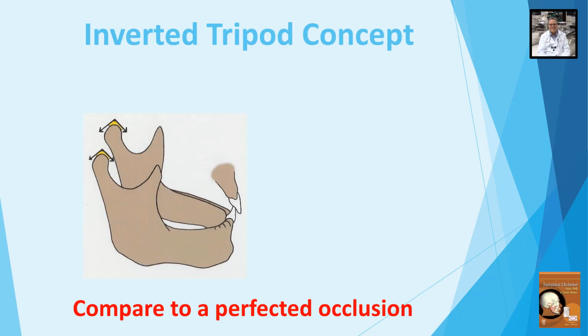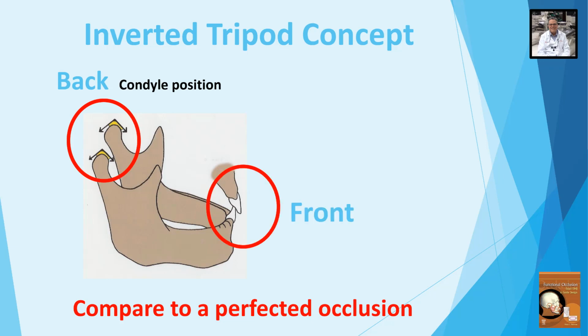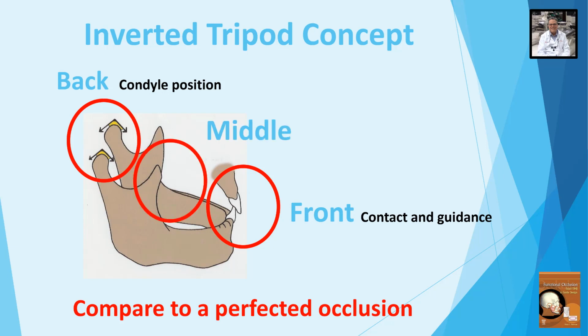Now, when you're doing that examination, a simpler way to think conceptually about what you're trying to understand is that you would like to best compare your findings to a perfected occlusion. So when you're looking at the TMJs and the condyle, you want to see the position and the seating. When you go to the front and evaluate the teeth, you need to look for contact and guidance. And then you want to end by looking in the middle and seeing if the back teeth don't rub. But the idea is that you're comparing your findings to what we have defined as a perfected occlusion.